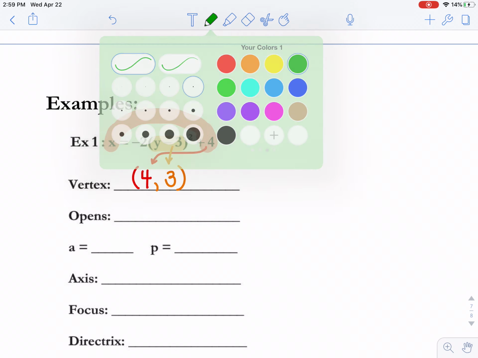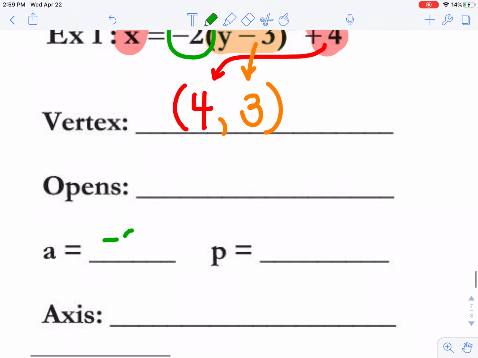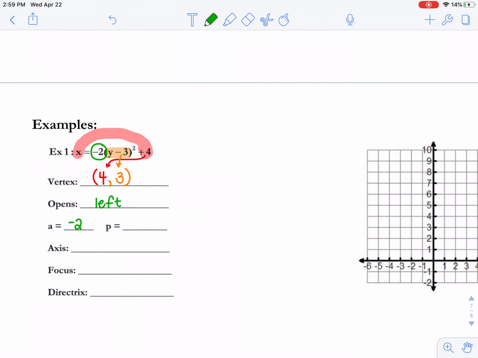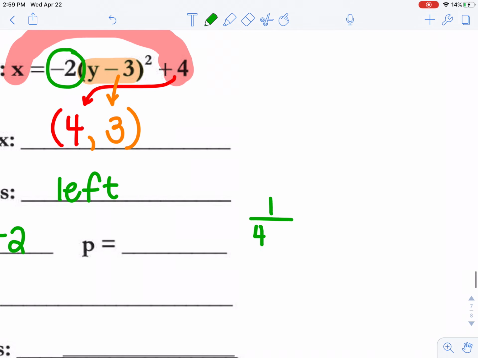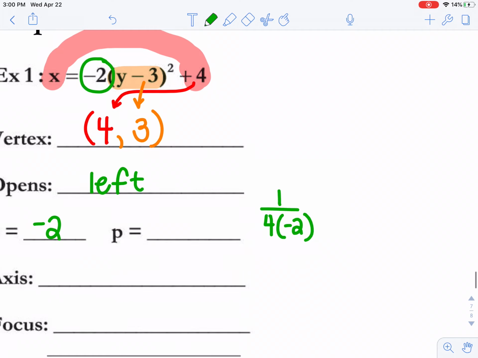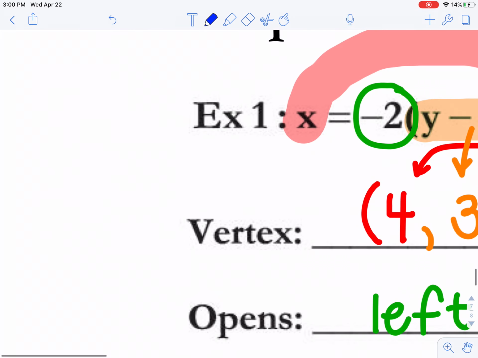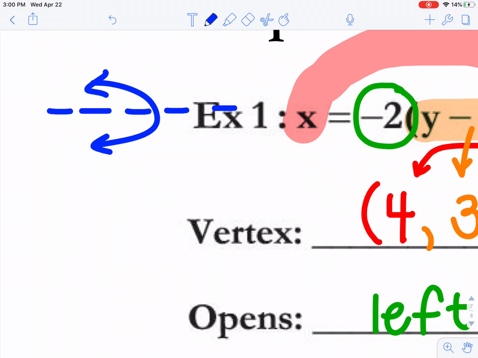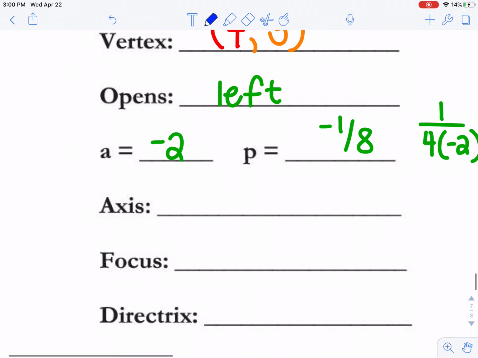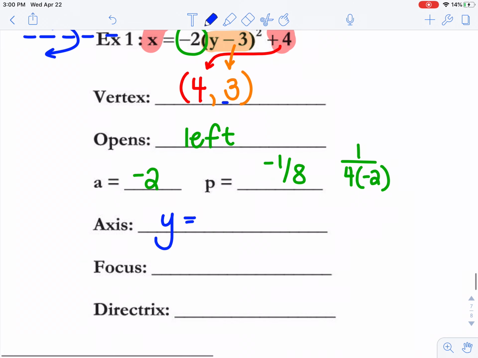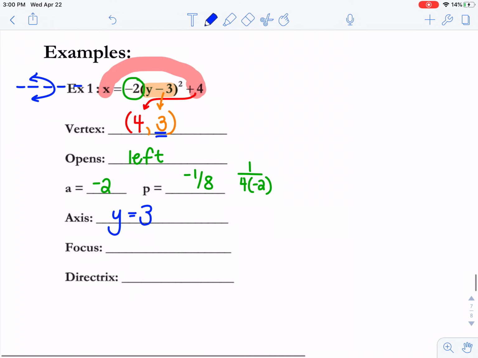Now my a value is negative 2, which means this is going to open left because it is a negative a value. P will be 1 over 4 times a, so 1 over 4 times negative 2 is negative 1/8, or 1 over negative 8. Okay, axis of symmetry. Guys, sometimes I like to draw myself a little sketch because I'm very visual and it helps me remember, oh shoot, my axis of symmetry this time is horizontal, so it's y equals, and it will match the y value of your vertex, so y equals 3.